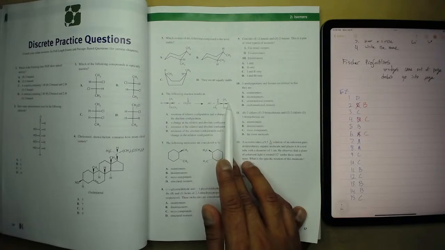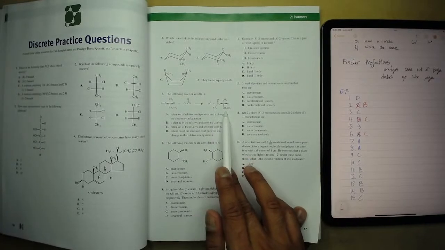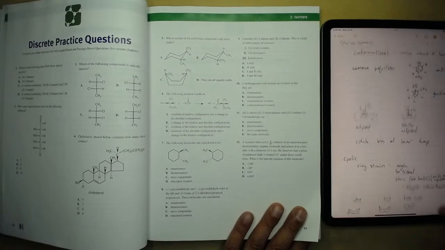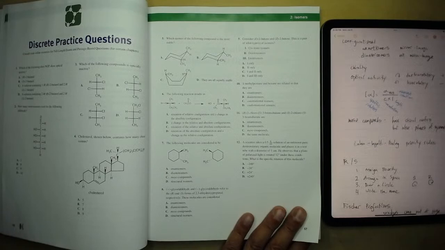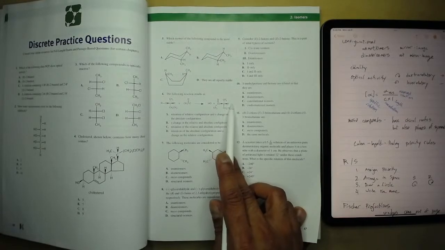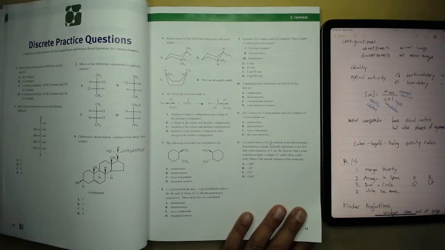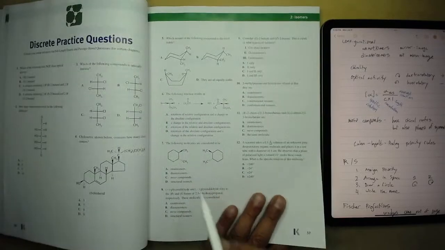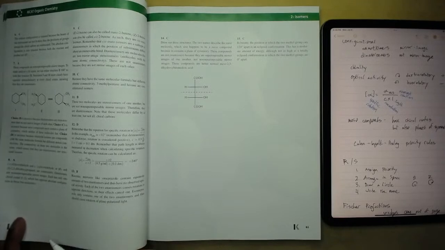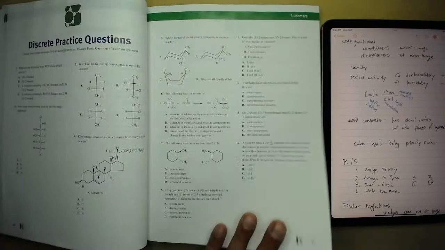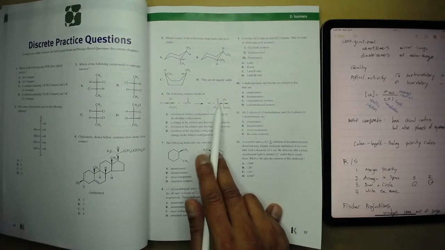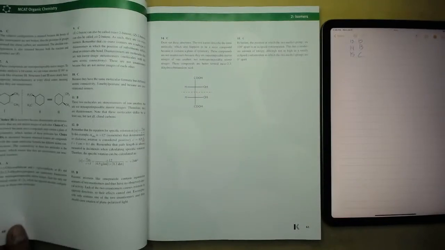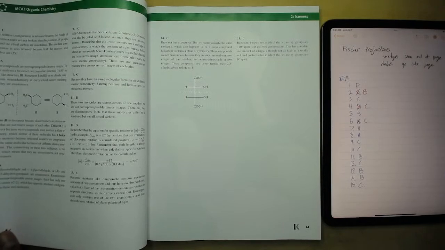1, 2, 3. So that was S, and then you flip it because we had to skip one, so we flip it to R. And it's the same in both cases. So absolute is just what it is, R or S. Relative is the positions of groups around the chiral carbon, meaning 1, 3, 4, 2. All right. That would be number 6.